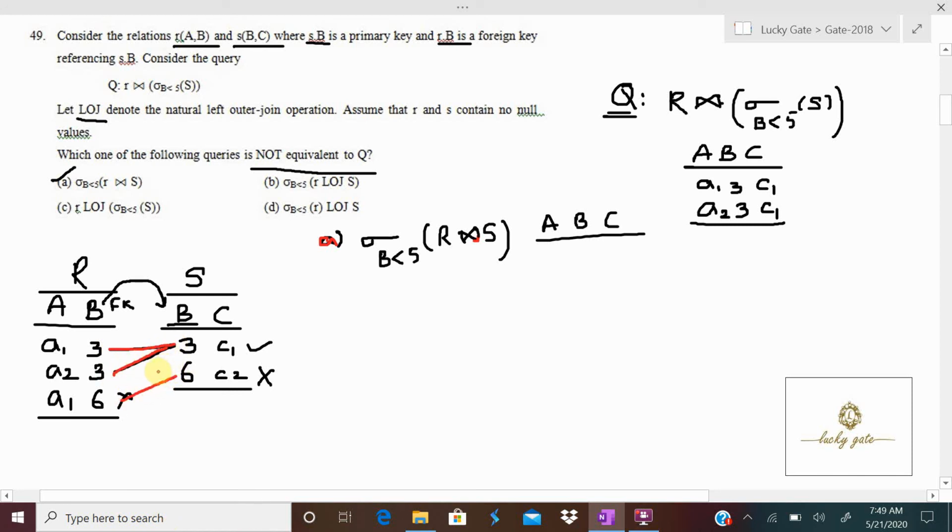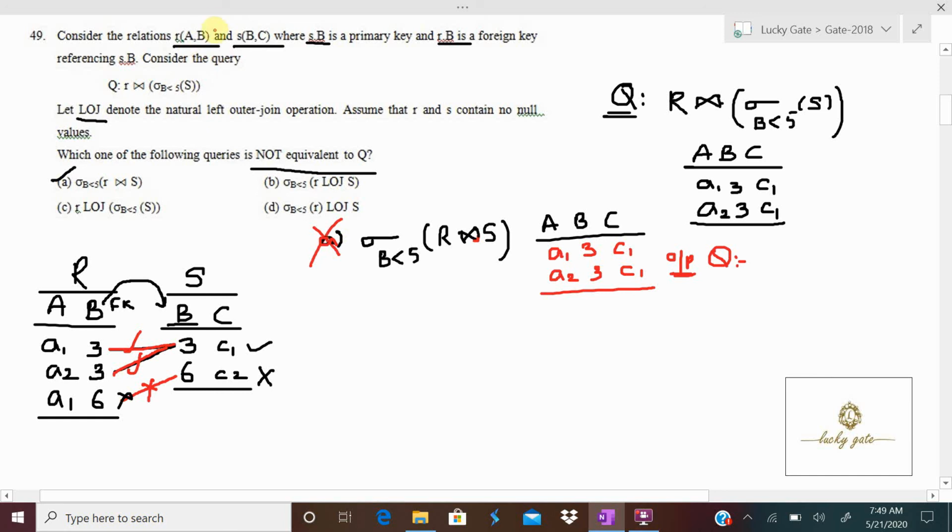These three tuples are in the join operation. Among the three tuples, it is selecting those tuples satisfying the condition B less than phi. So B less than phi is true for the first and second matching and false for the third matching. So what is the output? A1 3 C1 and also A2 3 C1. So the output of option A is same as the output of the given statement Q. So option A is incorrect.